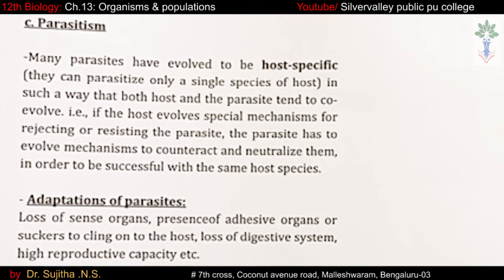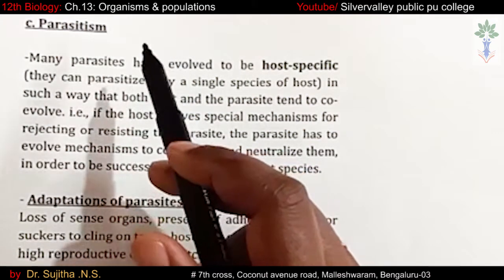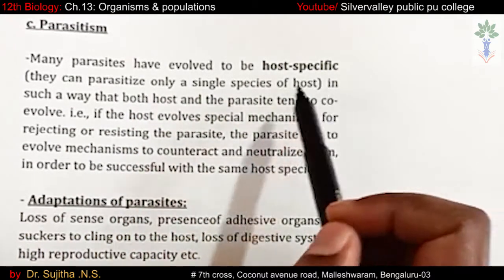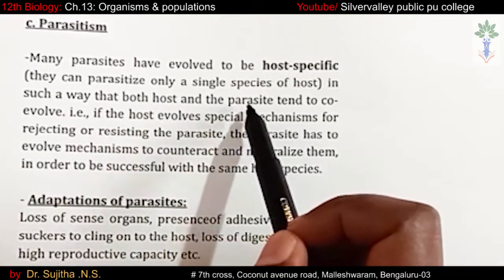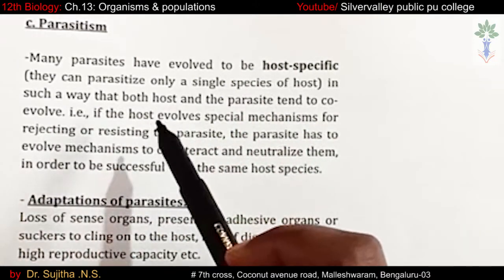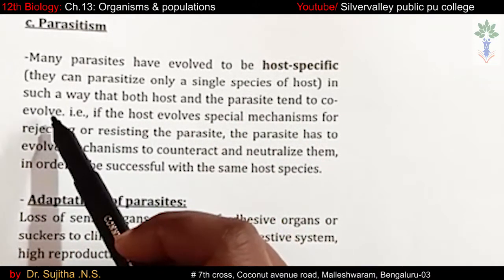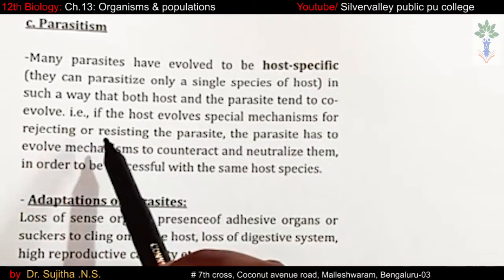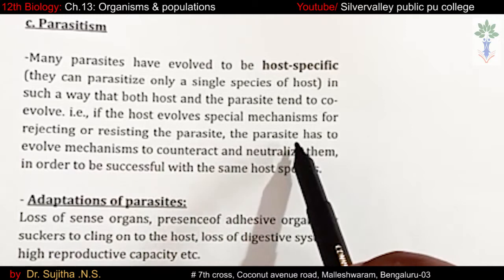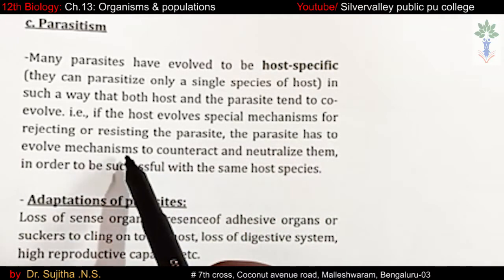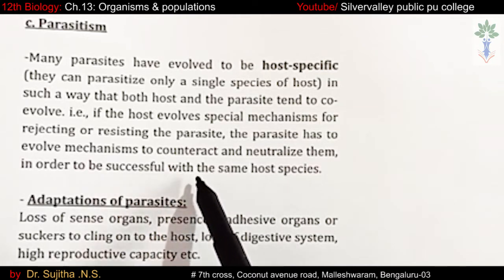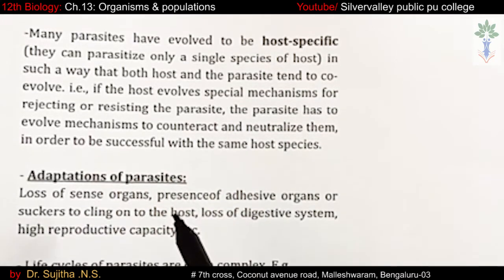So the third interspecific interaction which we are going to study is parasitism. Many parasites have evolved to be host specific in such a way that both host and parasite tend to co-evolve. Co-evolve means evolving together. If the host evolves a special mechanism for rejecting the parasite, then the parasite also evolves a mechanism to counteract it and neutralize them in order to be successful with the same host species.